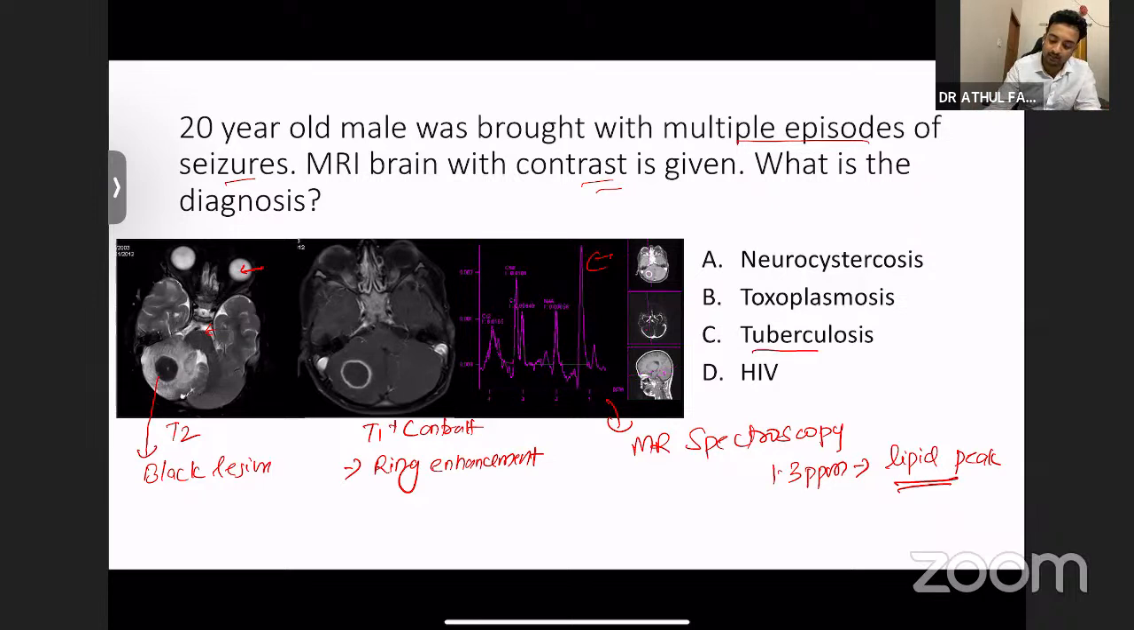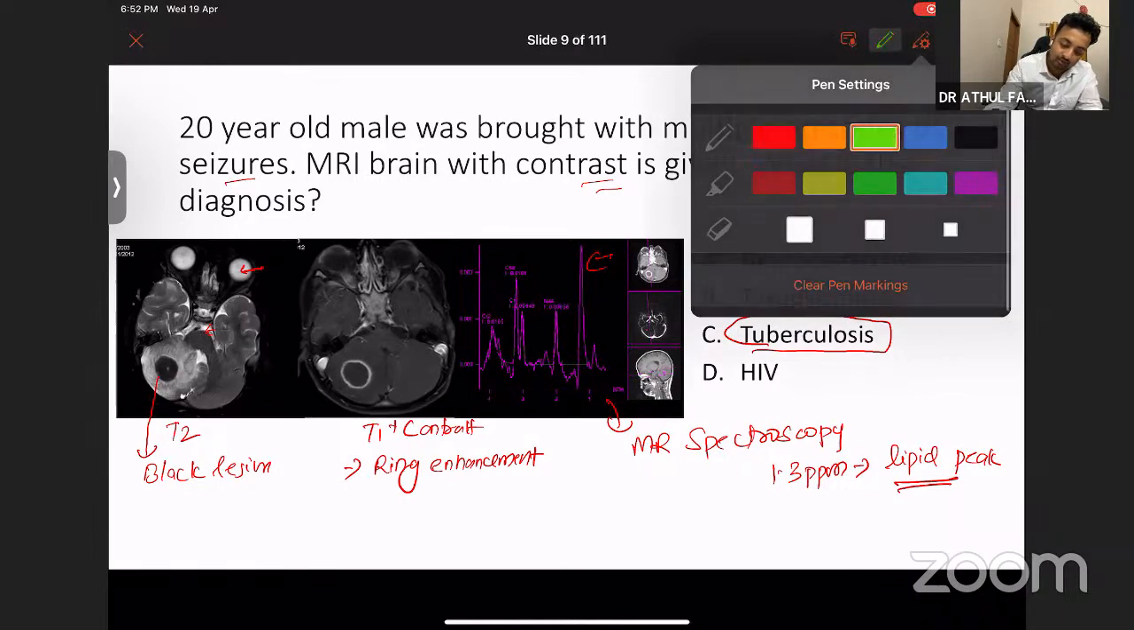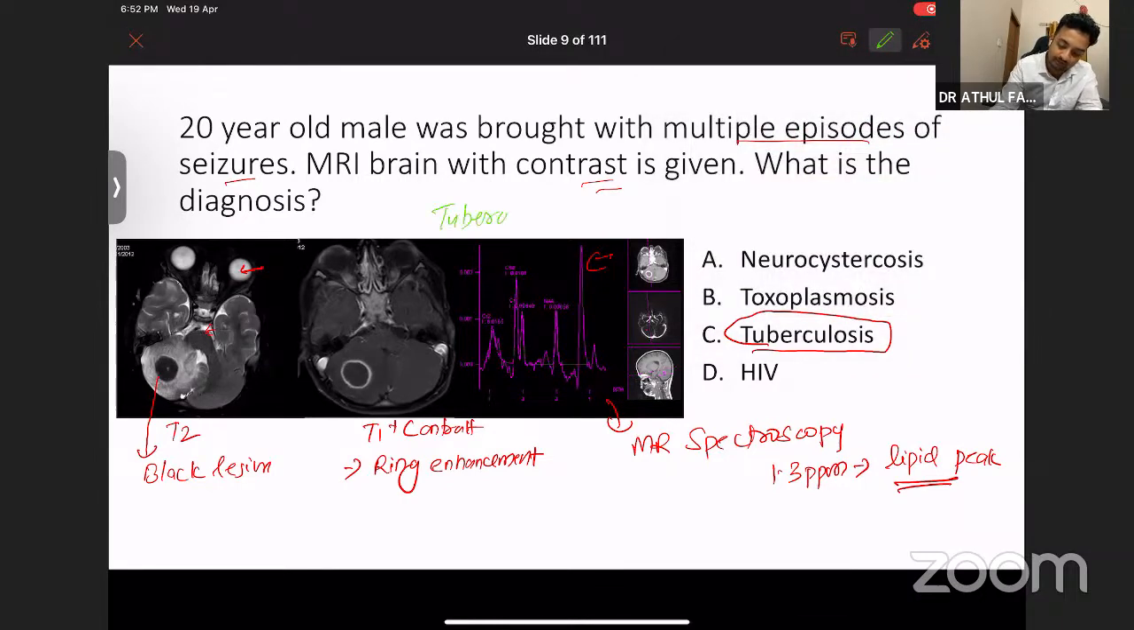This is a classical image of tuberculosis, a tuberculoma. If you correctly say it is tuberculoma, I will explain. It appears black in the T2 weighted image because of central caseous necrosis. It is a caseous granuloma, and a caseous granuloma will appear black in T2 weighted image. Only the peripheral part will be active, so there will be peripheral rim enhancement, and it will have lipid content. There are multiple things to understand from this question, so I will tell you about MR spectroscopy.